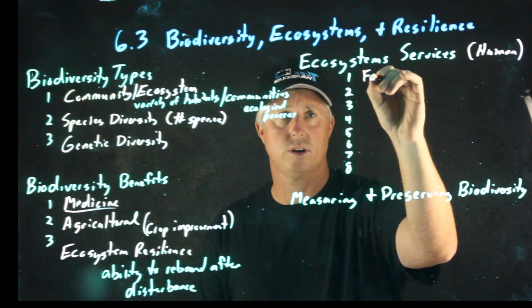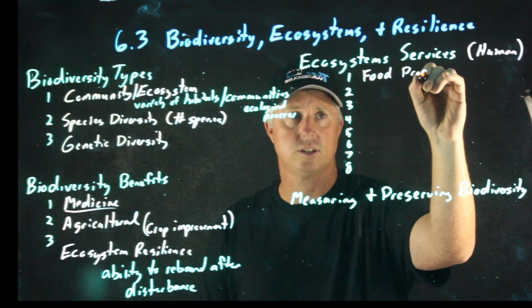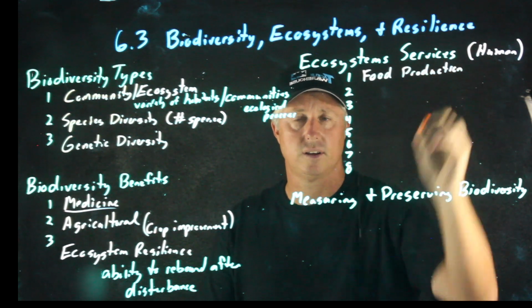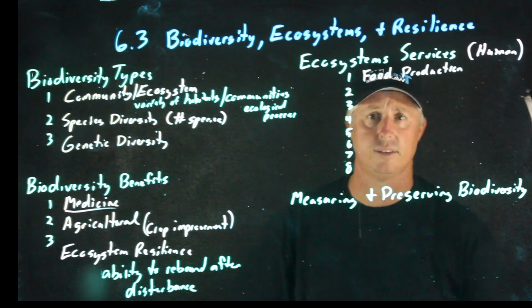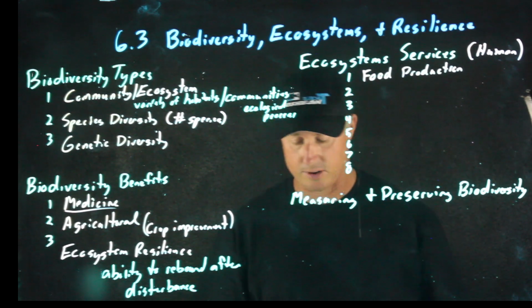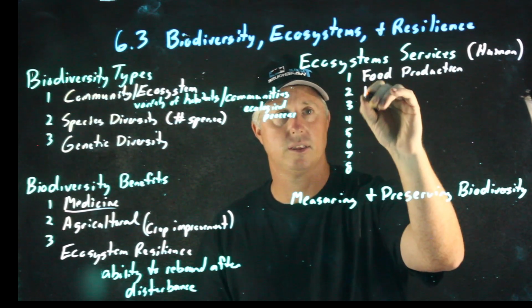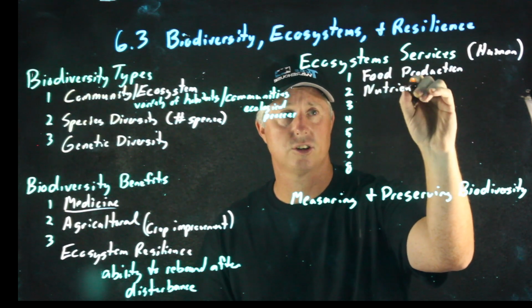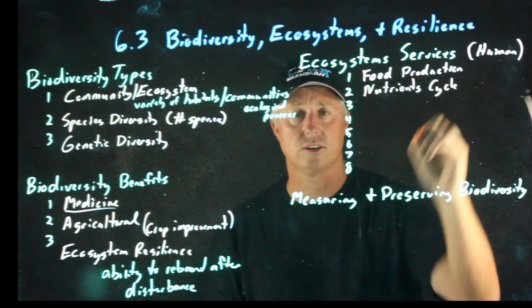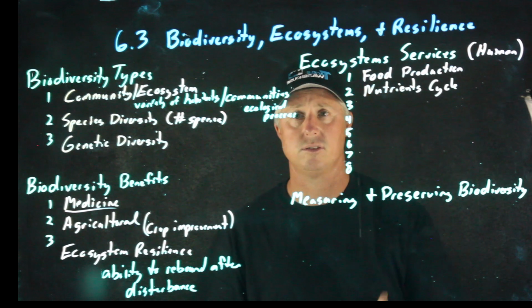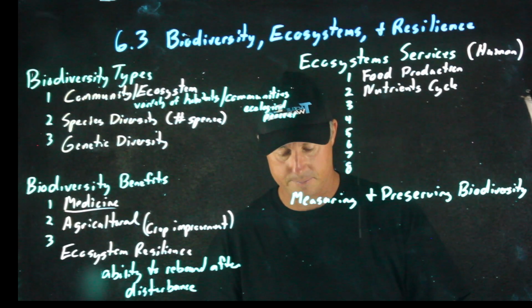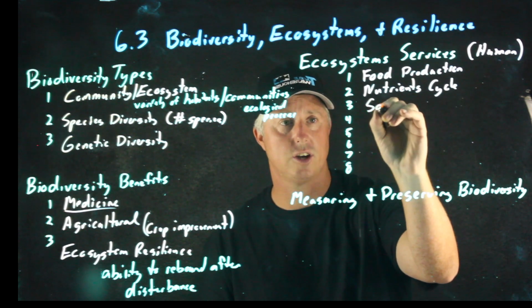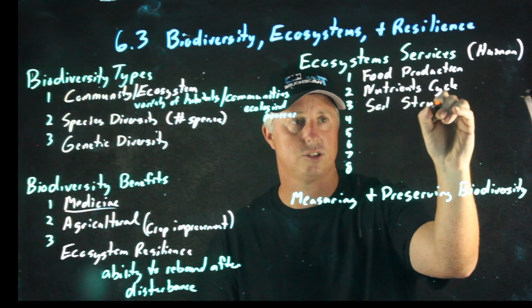Number one will be food production. We've learned how to rotate crops to keep nutrients in the soil properly. These are things we've learned about because of biodiversity. The process of making sure nutrients cycle and stay in our environment and are reused and sustainable are things that we do care about. I did just talk about soil structure. I should include that.